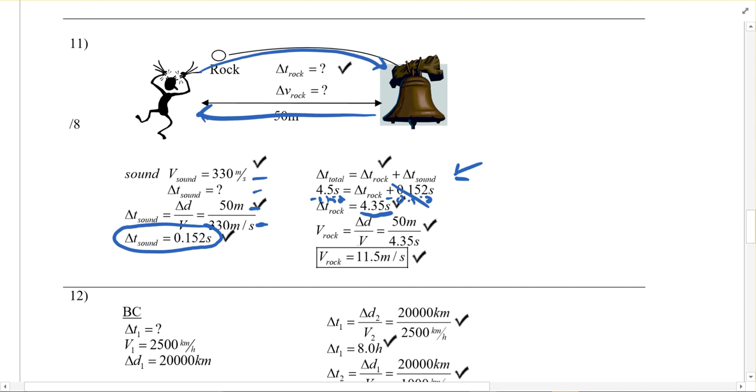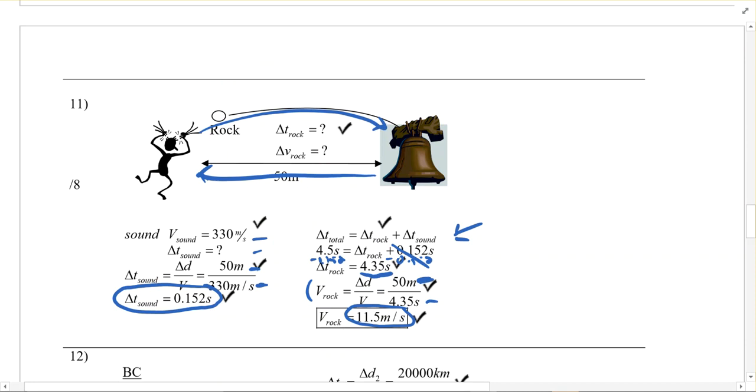Okay, and then last step, the velocity of the rock is going to be equal to the distance, it was 50 meters away, divided by the time it took for the rock to get to the bell, and that's going to be equal to 11.5 meters per second.